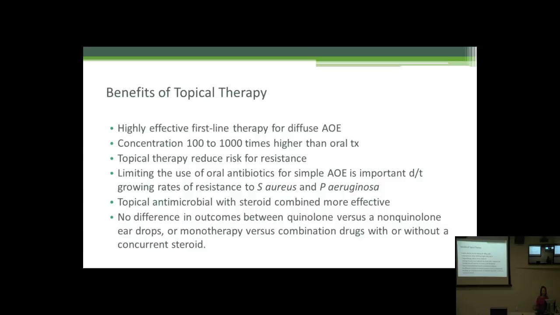Okay. Now, typically, there's no difference in outcome between the use of a quinolone, such as Cipro or Levaquin, versus a non-quinolone. So monotherapy versus combination, there really hasn't been much of a difference. So just focus on using those FDA-approved ear drops that we are discussing today, Floxin or Ciprodex.